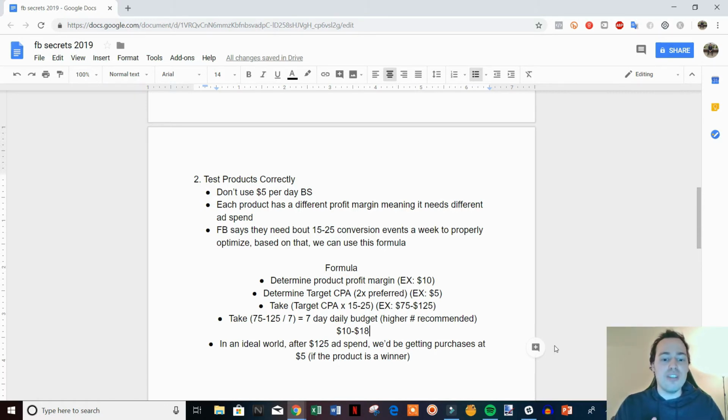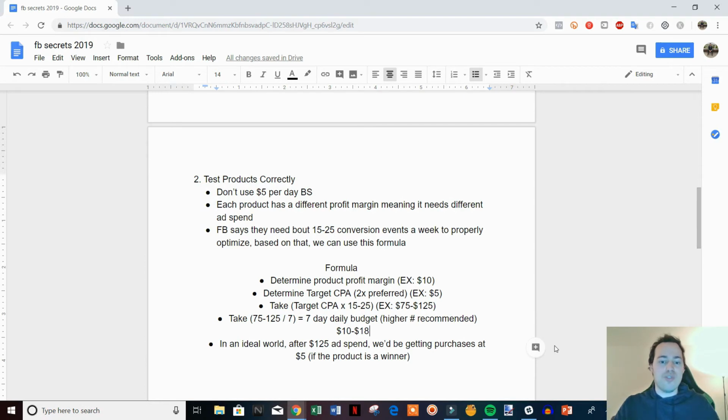Now that doesn't mean that our cost per purchase at that specific point would be $5, because in the beginning the ad wouldn't be optimized, but hopefully by that point we would begin to get purchases at our target CPA. I wanted to emphasize that I said in an ideal world because most of the time stuff doesn't work out like that, which is why this formula has to be taken with a grain of salt. Nothing with paid advertising is an exact science.